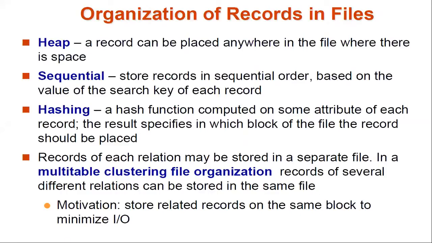Now, how can you organize your records in the file? What are the different ways? The first one is the heap. Heap means wherever there is free space, you are going to store your record. A record can be placed anywhere in the file where there is space. Suppose you have a file, and if you find any free space, you save your record there. This is one way of organizing your records in the file.